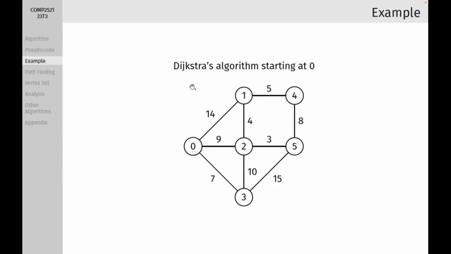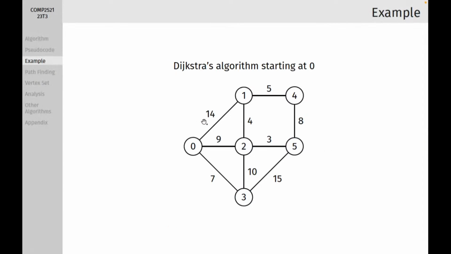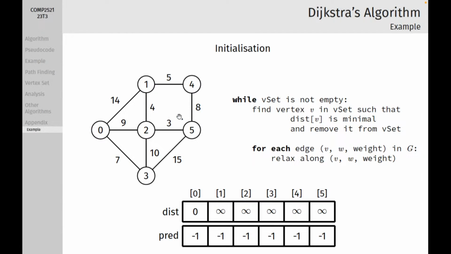All right, so here's an example. We want to perform Dijkstra's algorithm starting at 0. So let me hop over to the example. Okay, here we go. So here's the initial state of our algorithm. All the distances are infinity except for our starting vertex, which is 0, and all the predecessors are -1. And here's the main loop of the algorithm on the right. Here's the graph.